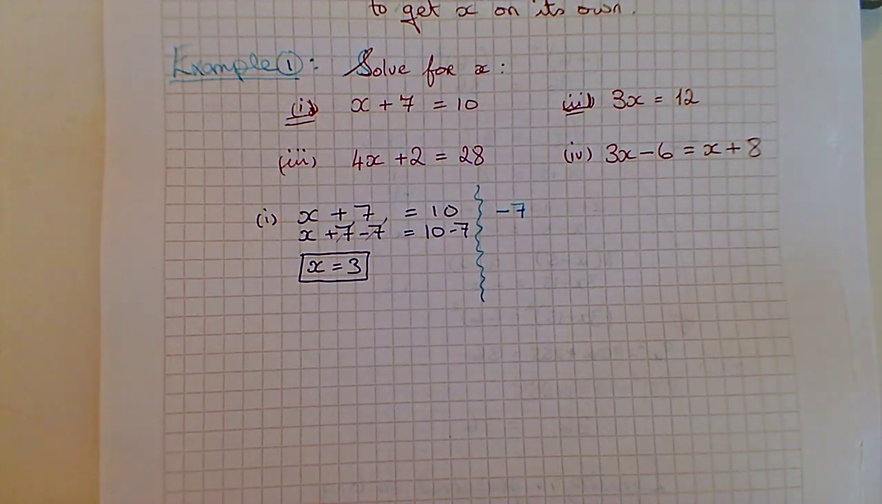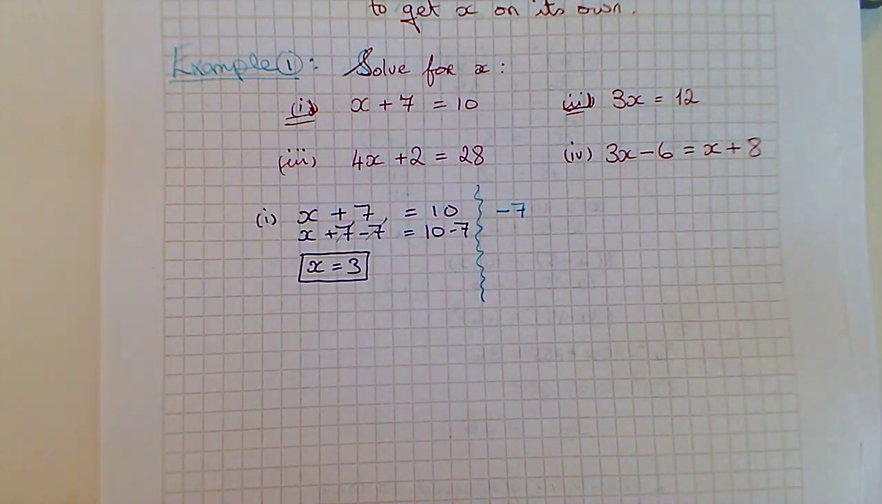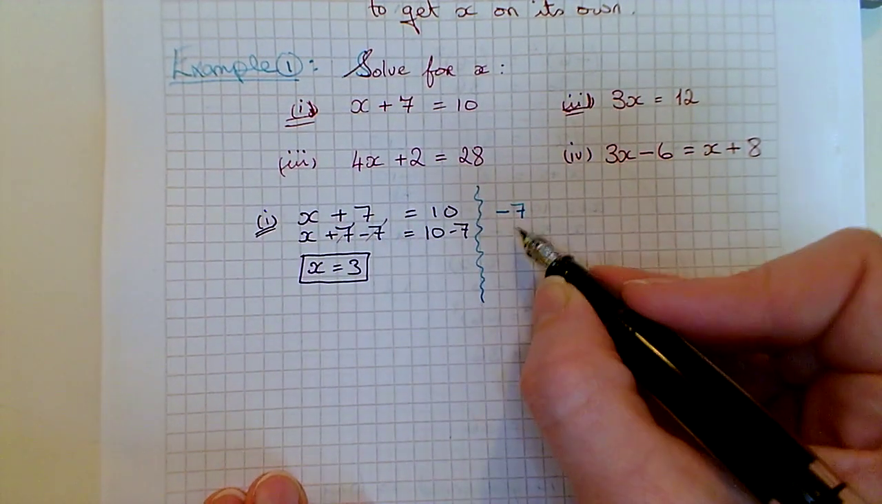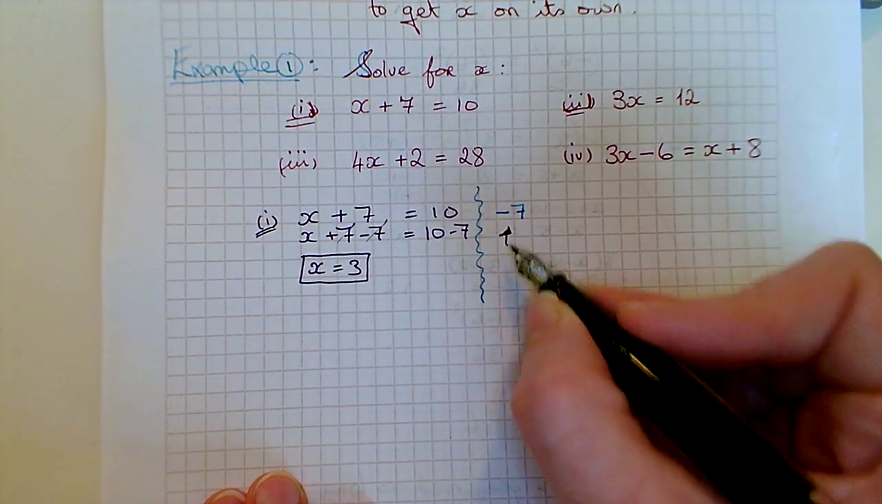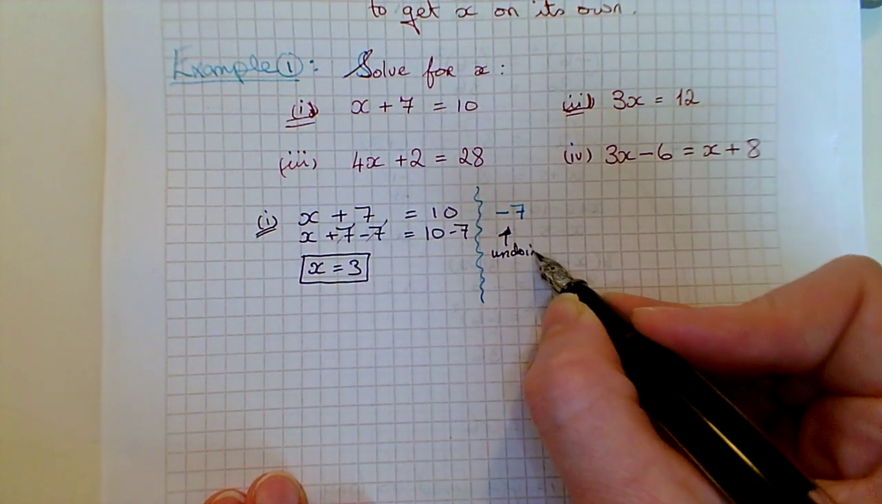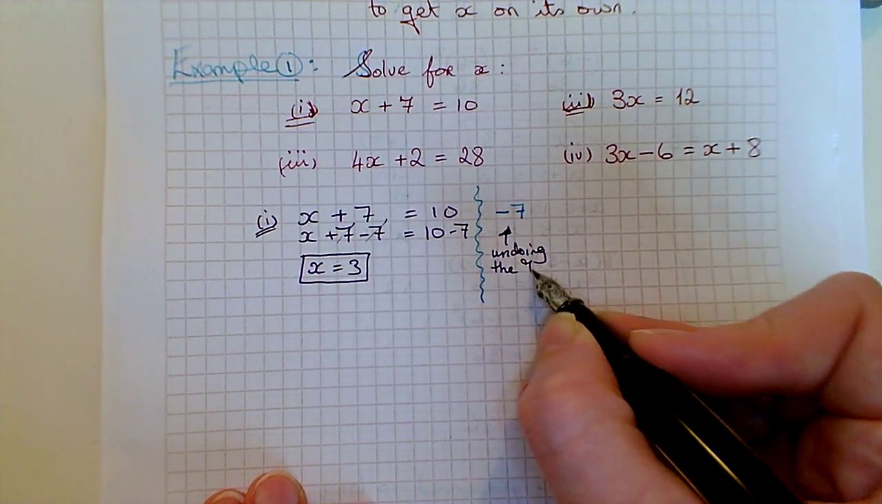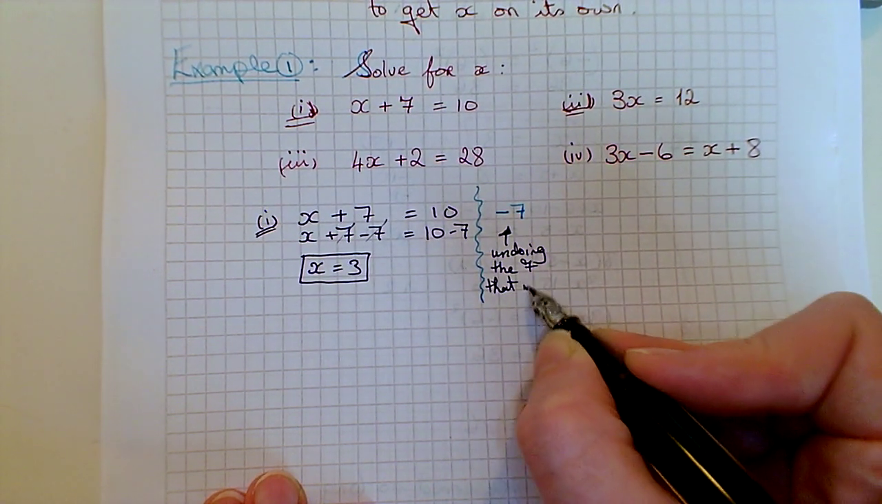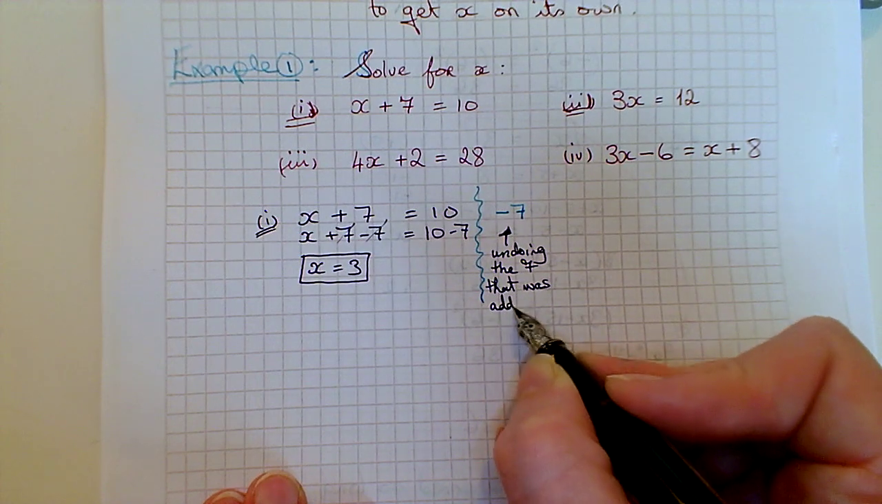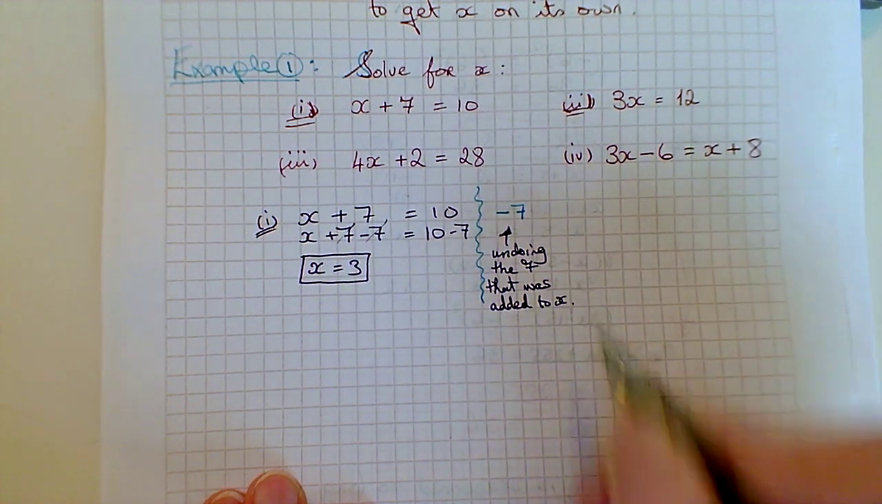Now that one was so simple you could have done it in your head without using the process, but I wanted to get us used to it. So the undoing here, this is what I did. I was undoing the 7 that was added to x. That's what we were doing.